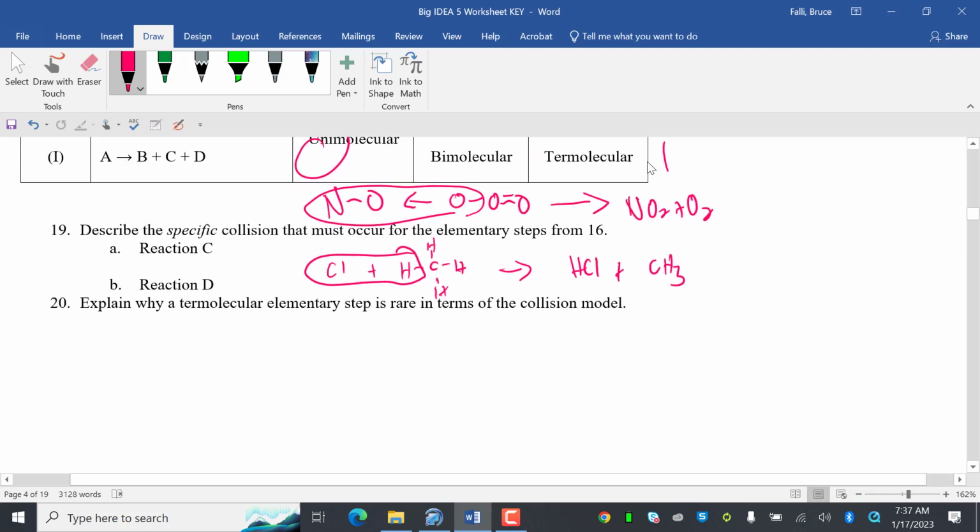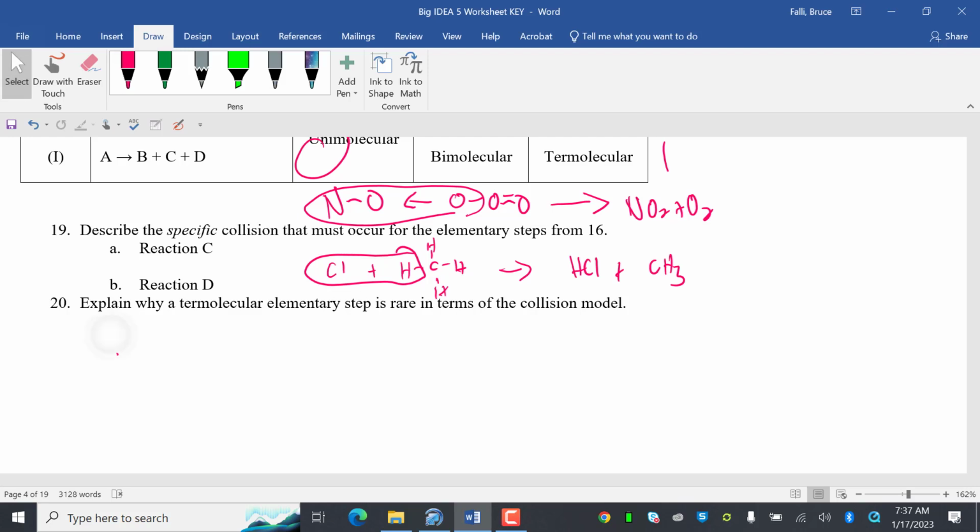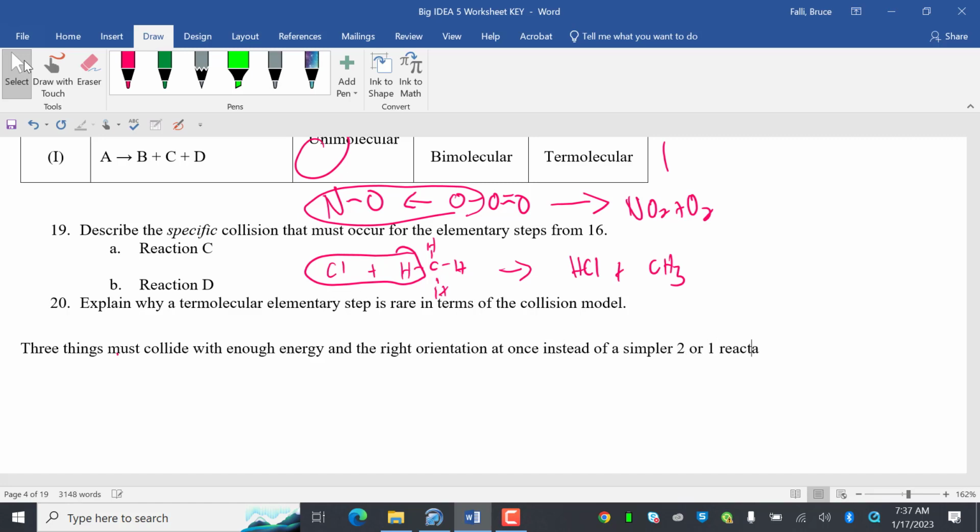Explain why a termolecular reaction is rare in terms of the collision model. 3 things must collide with enough energy and the right orientation at once, or really close to at once, instead of a simpler 2 or 1 reactant collision.